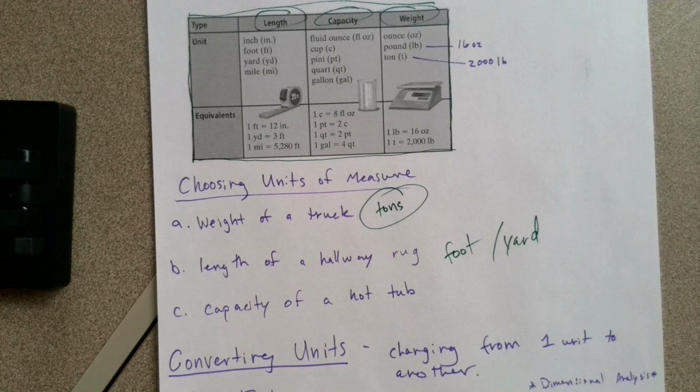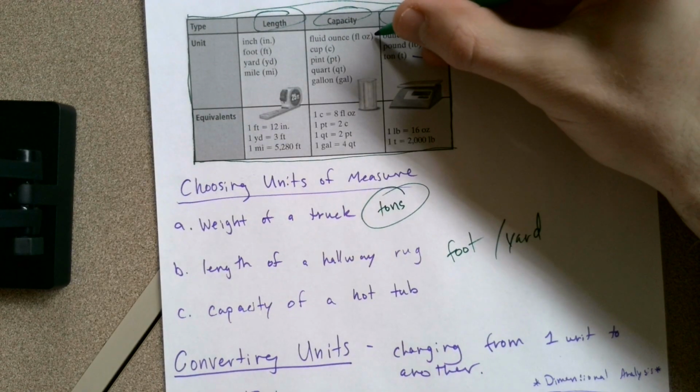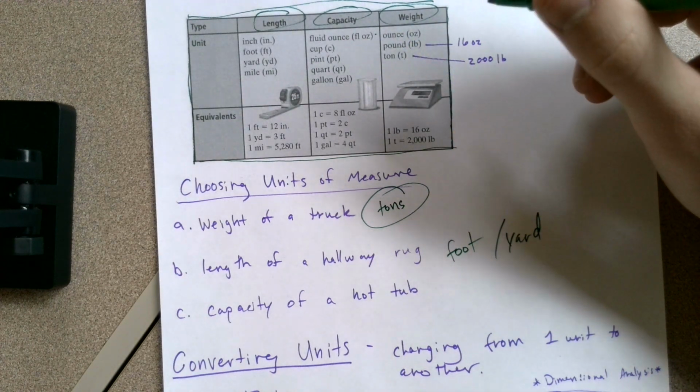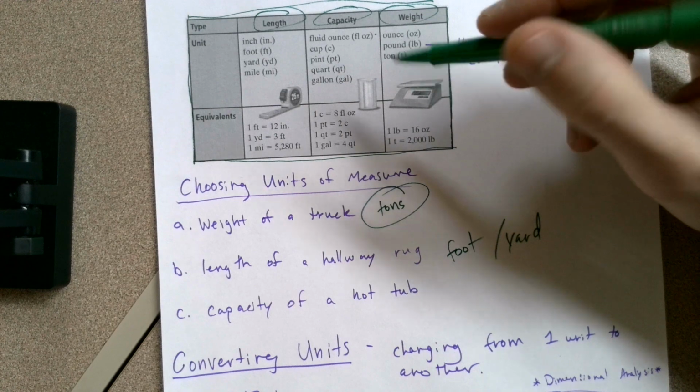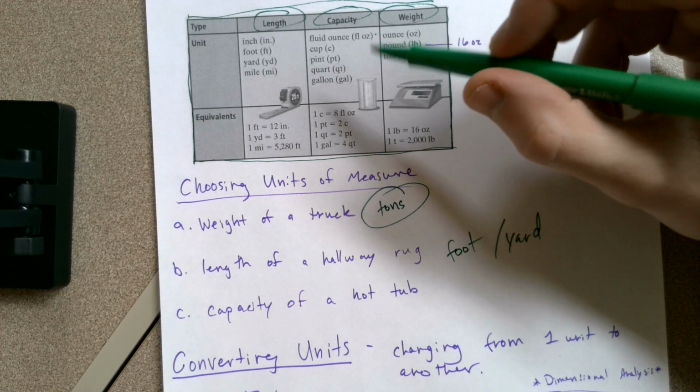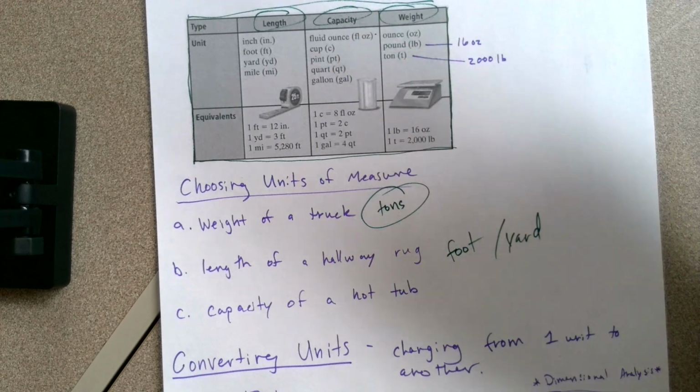And finally, we have capacity of a hot tub. We have different examples for this. We have a fluid ounce. That's going to be a very small amount. That's about 2 little drops of water. Oh, excuse me, more than 2 drops. I think they estimate it to be 12 drops, I believe. I don't know exactly. A certain amount, not a whole lot.